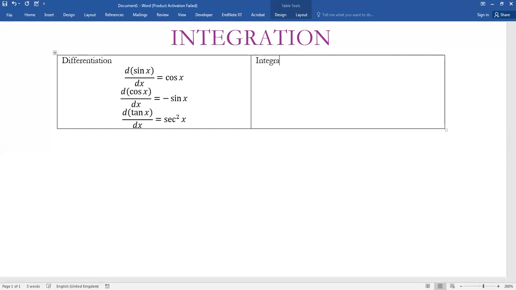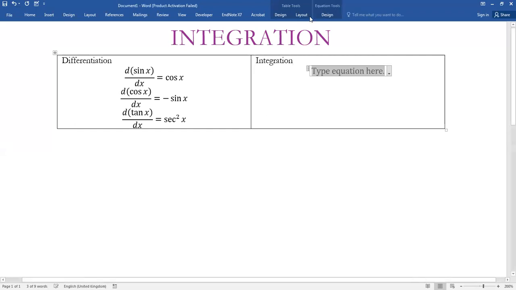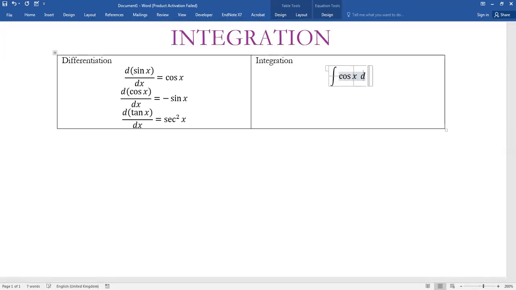Okay, now how will we integrate it? We know integration is the reverse of differentiation. If I ask you to integrate cos now, please answer very smartly. What will be the integral of cos? Sir, sin x plus c. Well done, it will be sin x plus c.